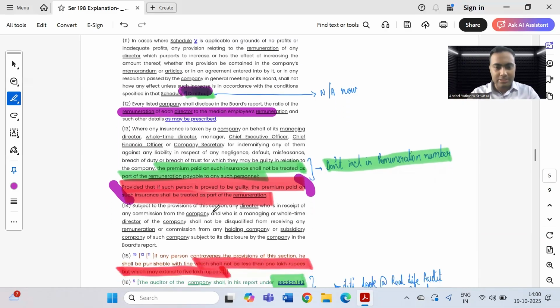Next, subject to the provisions of this section, any director who is in receipt of any commission from the company and who is a managing or whole-time director shall not be disqualified from receiving any remuneration or commission from any holding company or subsidiary company of such company, subject to its disclosure by the company in the board's report. So basically, what they are saying is, let's say there is a managing director or whole-time director in our company. Let's say the managing director or whole-time director is receiving a remuneration or commission from the holding company or subsidiary company of our company.